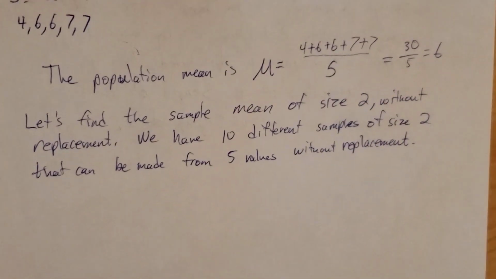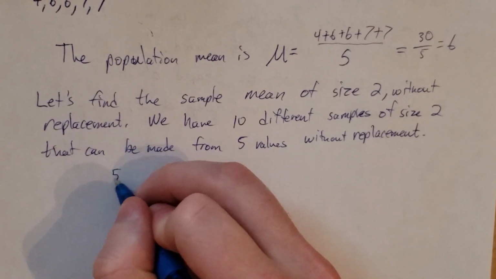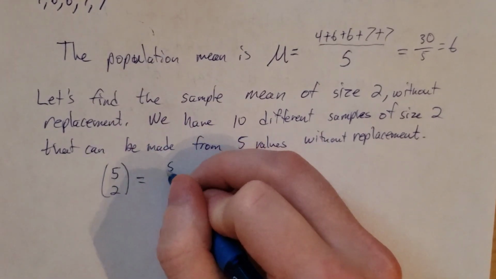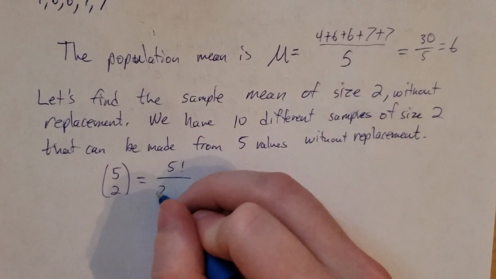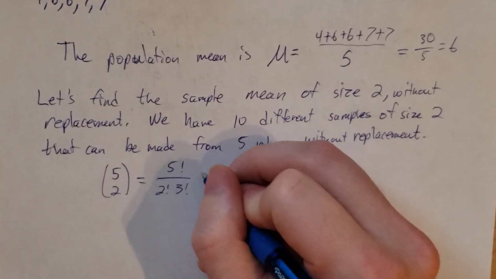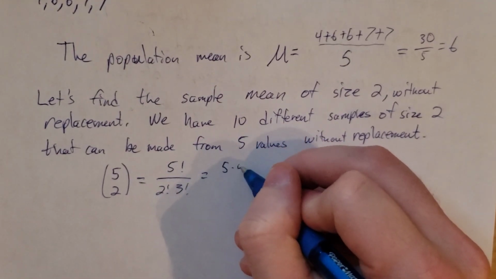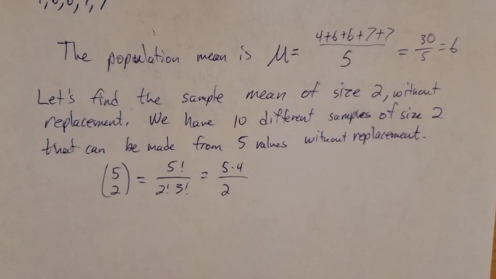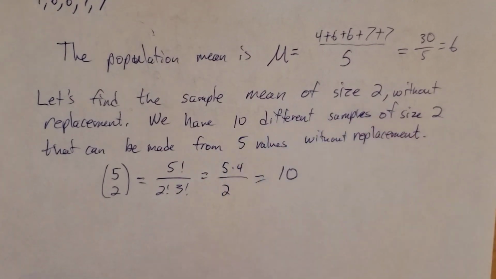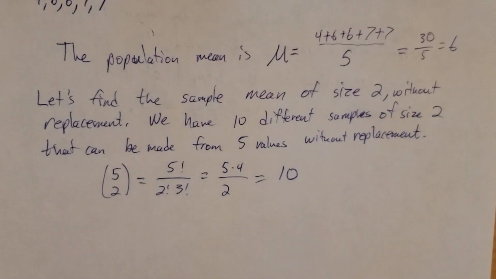And how do we know that? Well, that's equivalent to finding 5 choose 2, right? We have 5 values, and we want to choose 2 of those values. This is 5 choose 2, which is 5 factorial over 2 factorial times 5 minus 2 factorial, which is 3 factorial. 5 factorial over 3 factorial leaves us with 5 times 4, and 2 factorial is just 2, so this is 5 times 2, or 10. So that's how we get the 10 different samples of size 2.